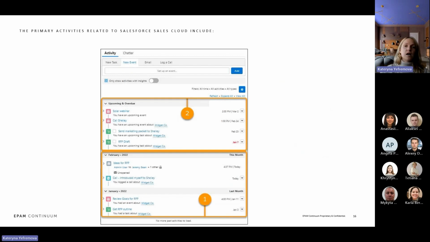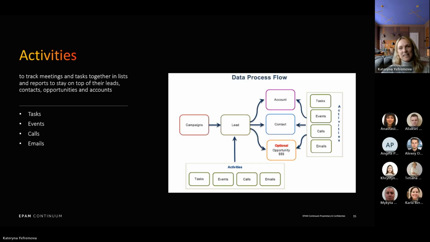So that's how it would look. You see upcoming events, and you can see and track everything within Salesforce. It's pretty handy, and you can check boxes, for example, done, not done. You can see all the history and track everything. Do we have any questions here? Let's go to the activities.